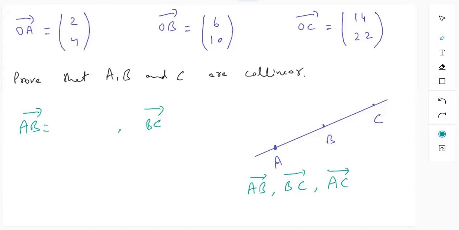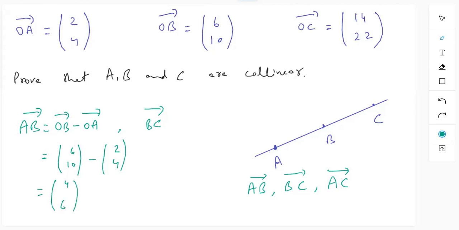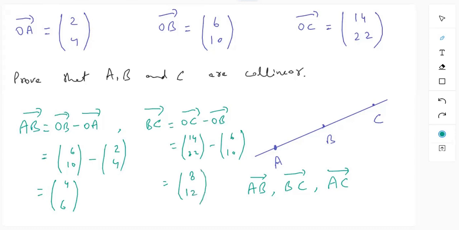AB क्या है? हमने अभी डिस्कस किया था पोजीशन वेक्टर्स की फॉर्म के अंदर. AB is equal to OB minus OA. What is that? That is 6 and 10 minus 2 and 4. What does that turn out to be? That's 4 and 6. Okay, let's figure out BC. BC क्या आएगा? OC minus OB. What is that? That is 14, 22 minus 6 and 10. And this turns out to be 8 and 12.